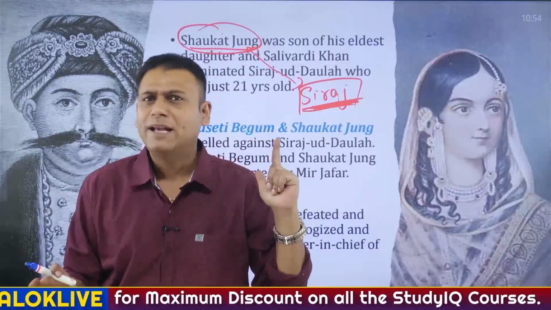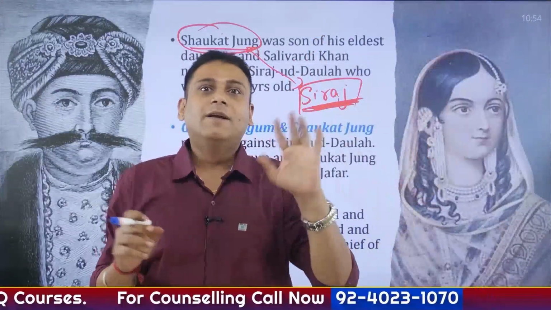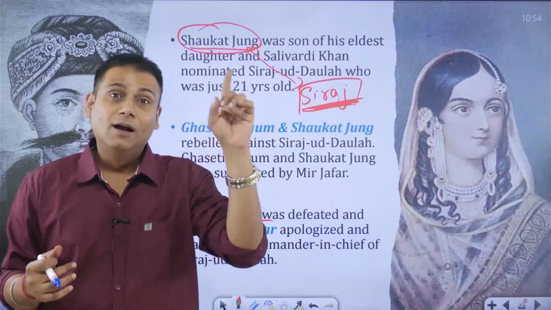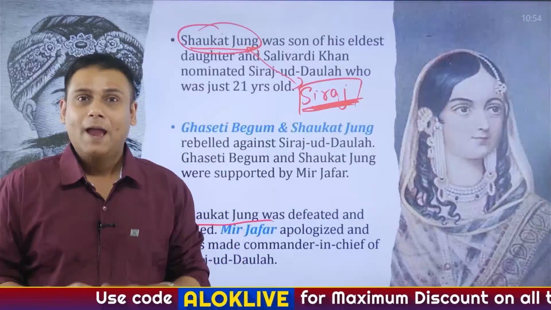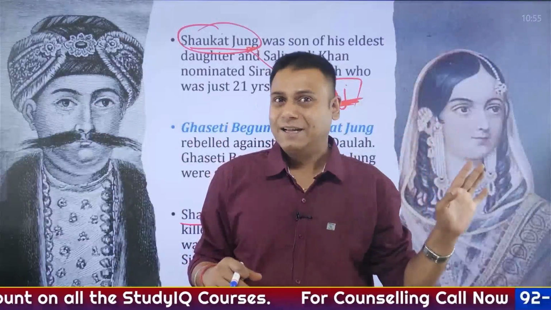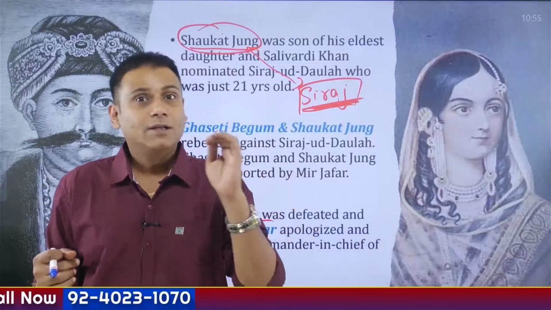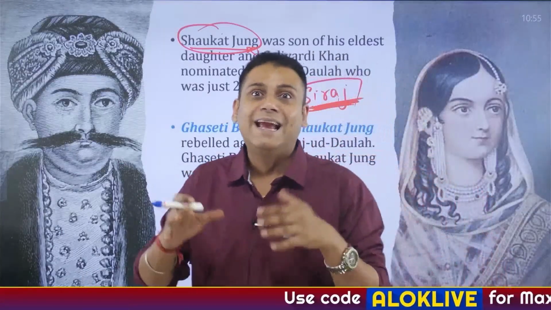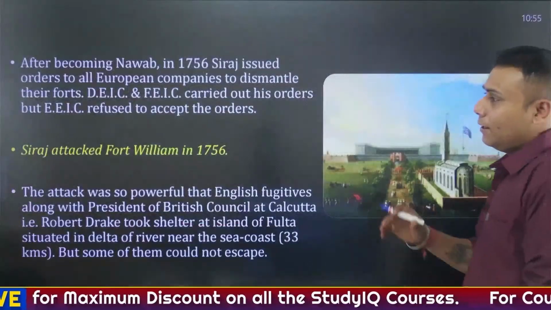Okay, I'm repeating again within the next 30 seconds. Ali Vardi Khan's military commander was Mir Jafar. Ali Vardi Khan did not have any son. So Mir Jafar aspired for the throne of Bengal. But Ali Vardi Khan's elder daughter had a son named Shaukat Jung. The younger daughter had a son named Siraj-ud-Dawla. And both aspired for the throne. So Ali Vardi Khan chose Siraj-ud-Dawla as his successor. Shaukat Jung, Gasti Beg, and Mir Jafar formed an alliance against Siraj-ud-Dawla. Siraj-ud-Dawla defeated all of them. Shaukat Jung was killed. Mir Jafar apologized for the mistakes that he had committed, and finally he became the military commander of Siraj-ud-Dawla. Okay. Now, what happened?